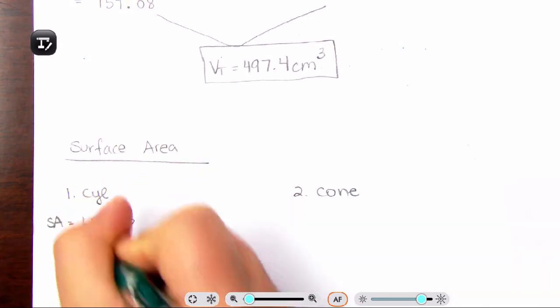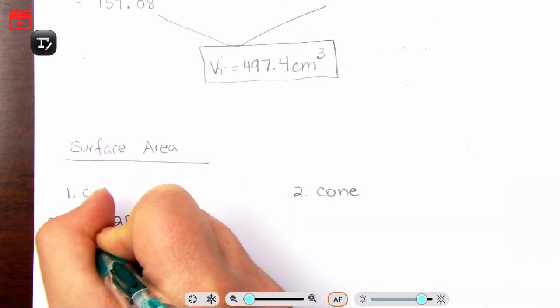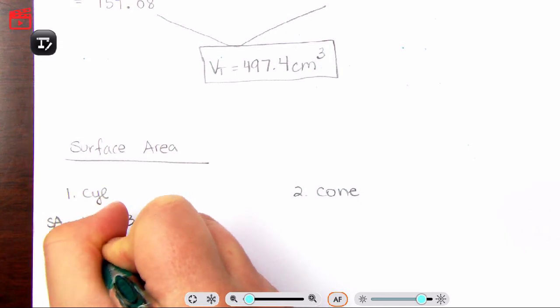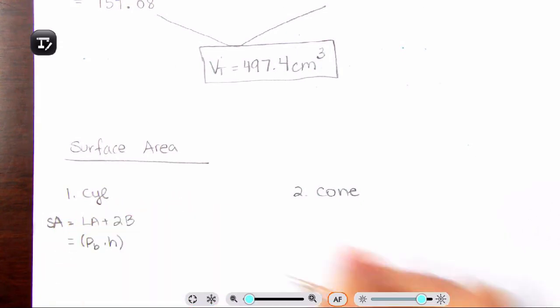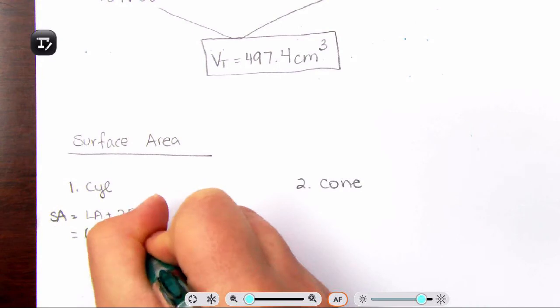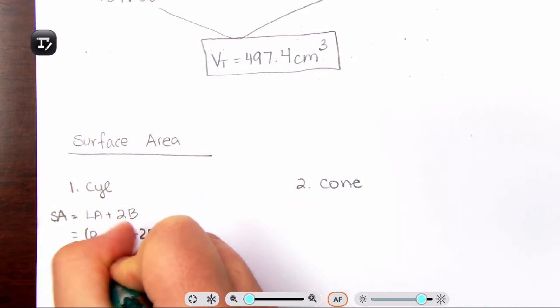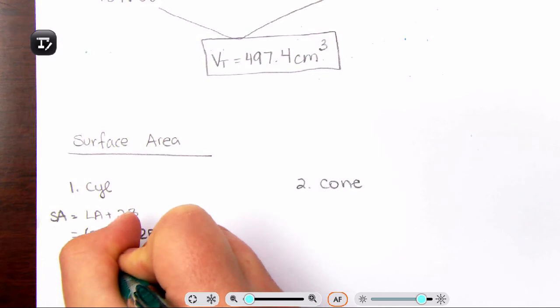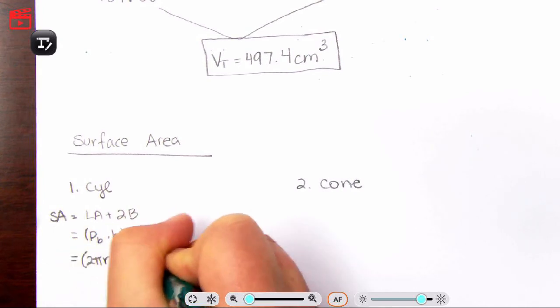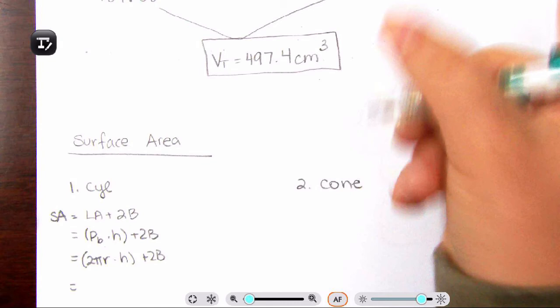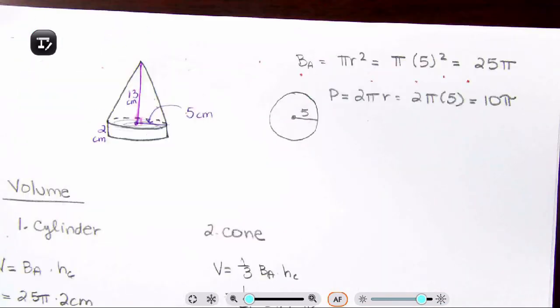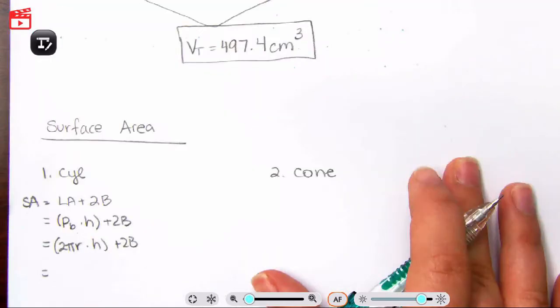However, lateral area is the perimeter of the base times the height of your cylinder. And in this case, we know the perimeter is our circumference. And we already know what that is because we did it in the beginning. We worked ahead, which is 10 pi.